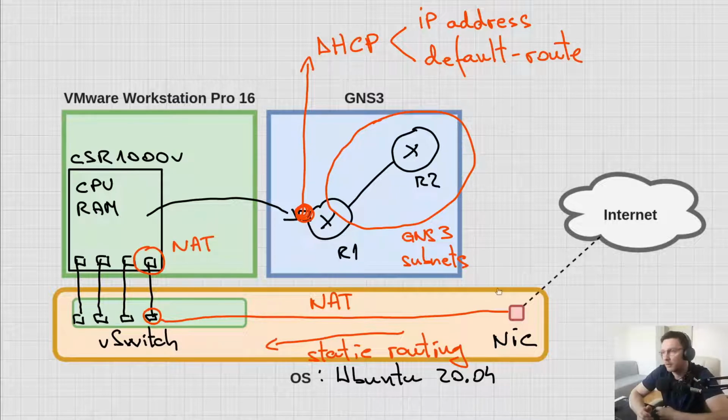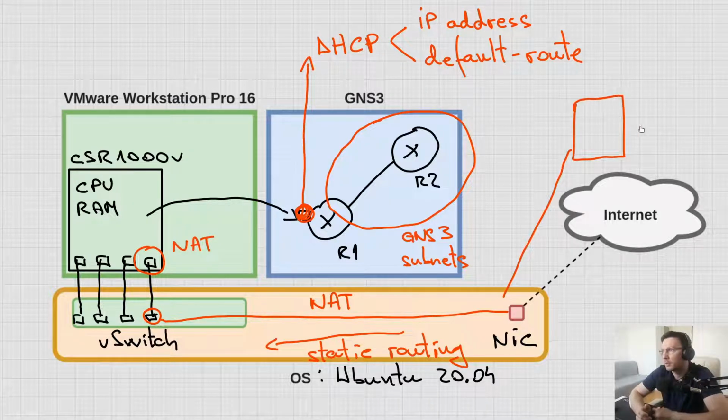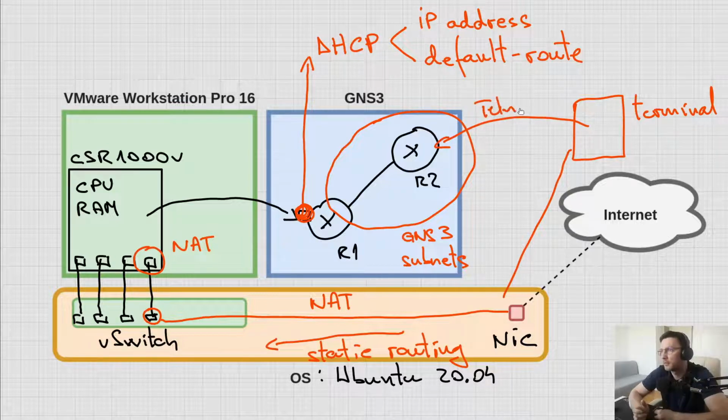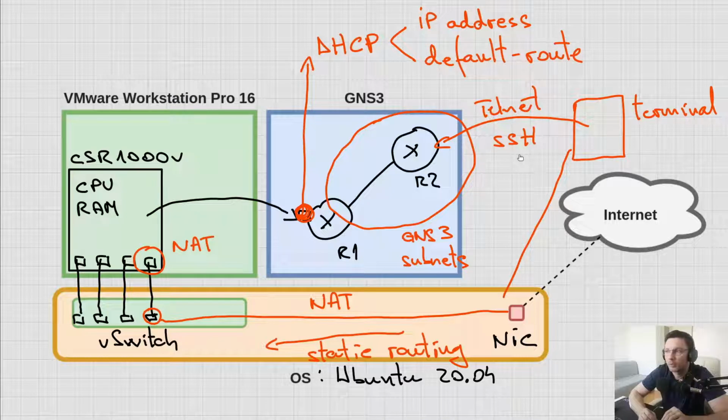By doing this, we will be able to open a terminal, and from this terminal, SSH or Telnet the routers in our topology. This is pretty much it. We will see each other in the next section where I will show you how we put all of this together. See you there.